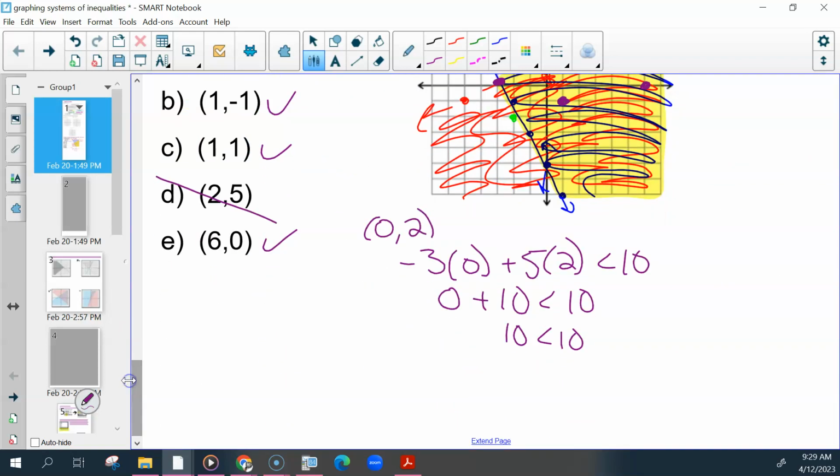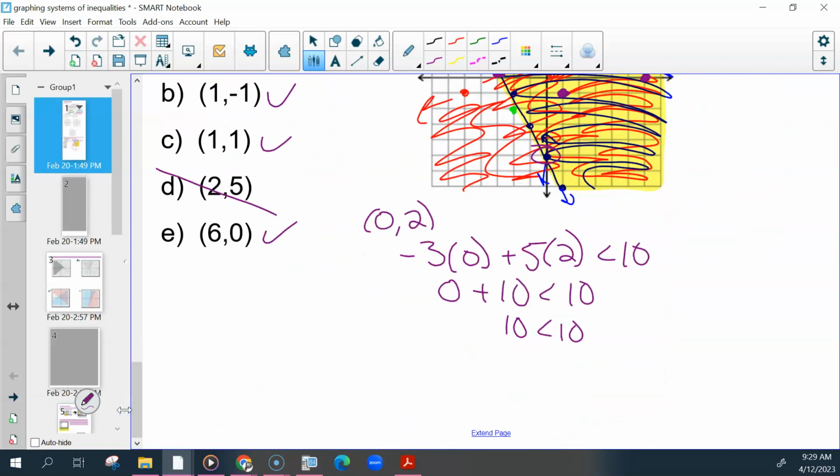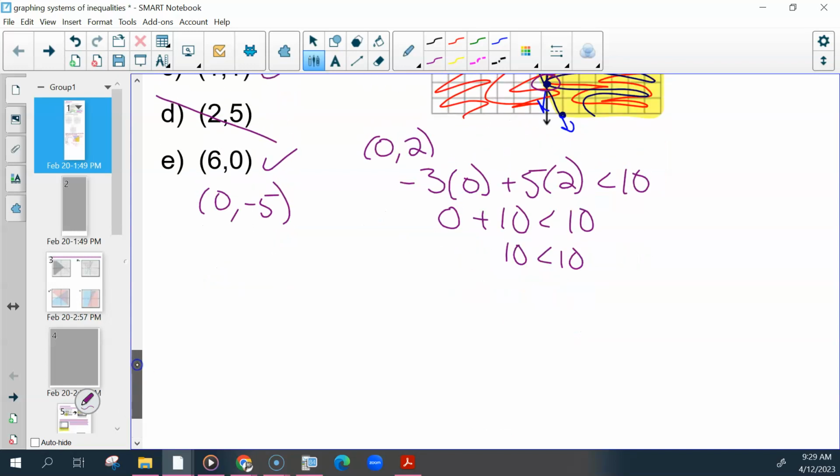So any point that falls on this solid line should work for both. We can test that. 0, -5. It will already work for the solid line, so let's just check this one. -3 times 0 plus 5 times -5.